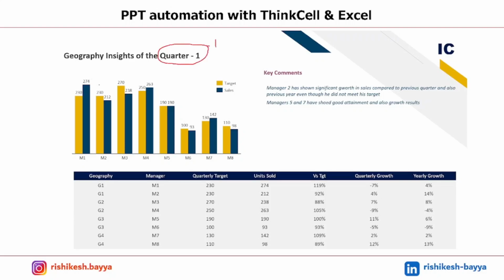And I will have to refresh this chart also, which can be done using Excel, but let's see why we're using Thinkcell here. This is the second change, 2. And I will have to update this table also. This will be 3. And I'll also have to update the comments here individually, maybe 4, and this will be 5. So the single slide will have 5 changes.